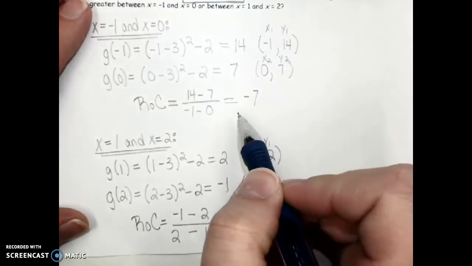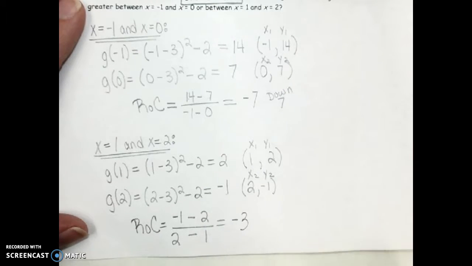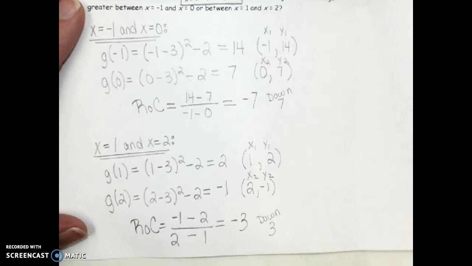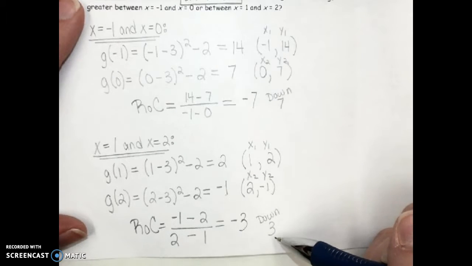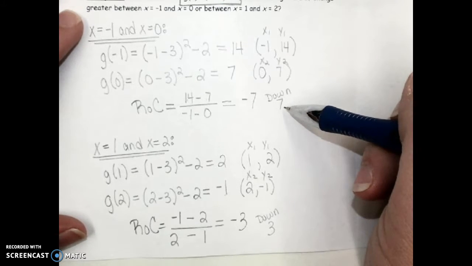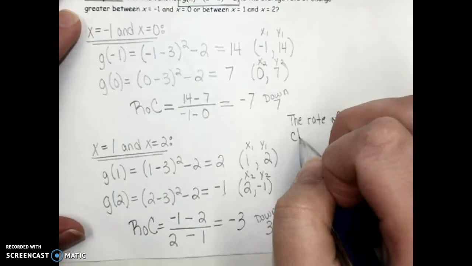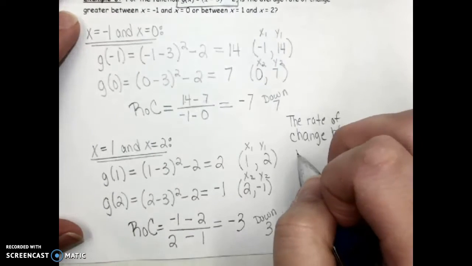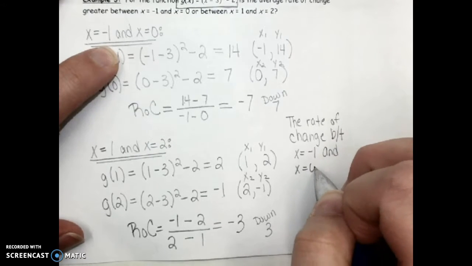So this rate of change is going down by 7. This rate of change is going down or decreasing by 3. Well, what's greater? Decreasing by 7 or decreasing by 3? Decreasing by 7 is decreasing more rapidly. Therefore, that rate of change is larger. So, the rate of change between, you can abbreviate B/T, x equals negative 1 and x equals 0 is greater.